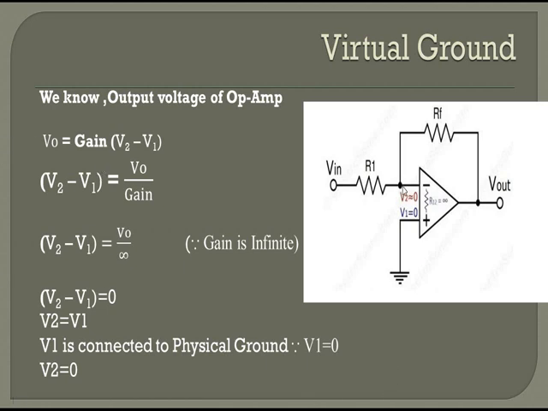So this node point voltage is considered to be 0 if the other point voltage is 0, or by using the virtual ground concept, the voltage at this point is equal to the voltage at this point.